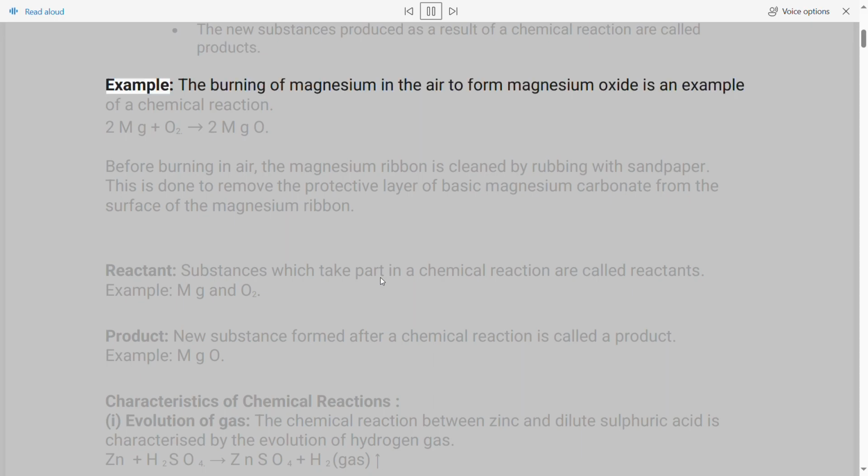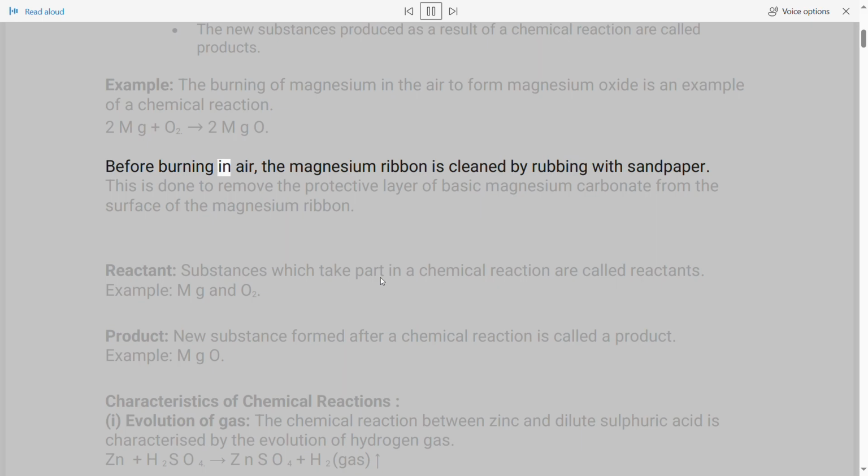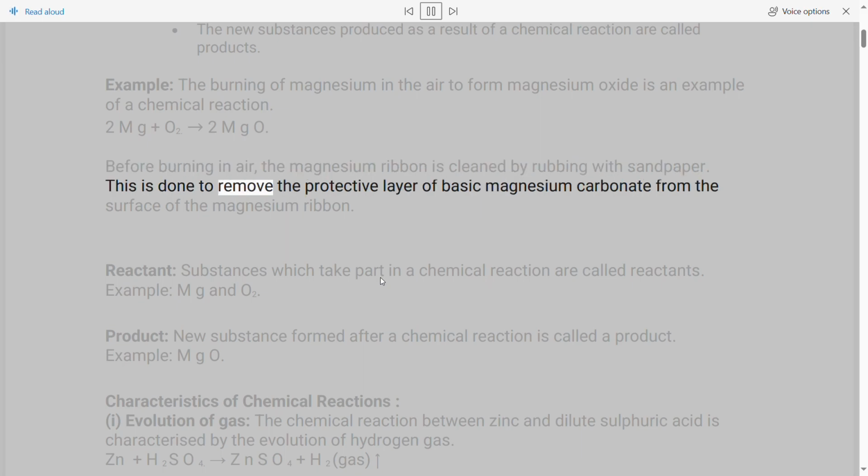Example: the burning of magnesium in the air to form magnesium oxide is an example of a chemical reaction. 2Mg + O2 → 2MgO. Before burning in air, the magnesium ribbon is cleaned by rubbing with sandpaper. This is done to remove the protective layer of basic magnesium carbonate from the surface of the magnesium ribbon.